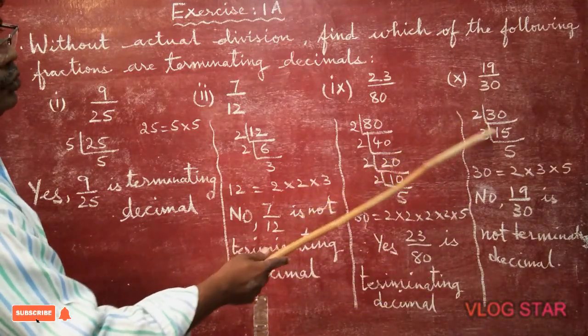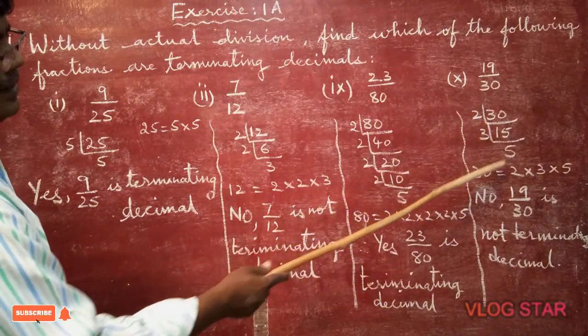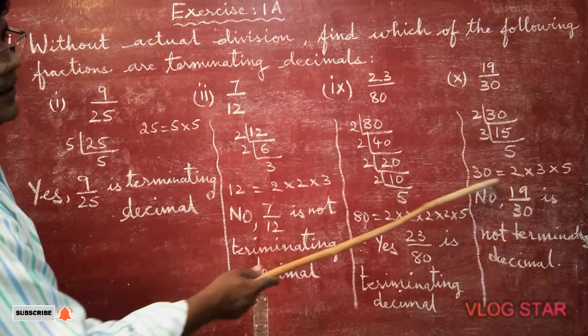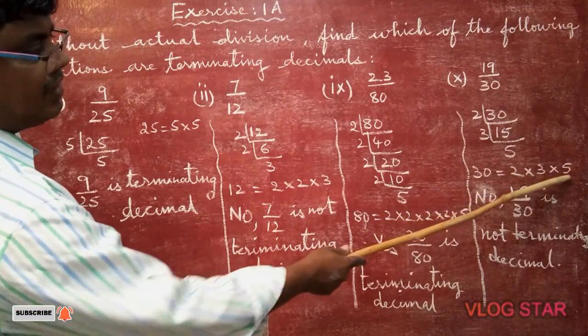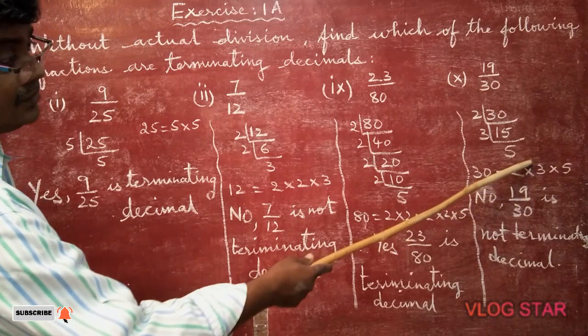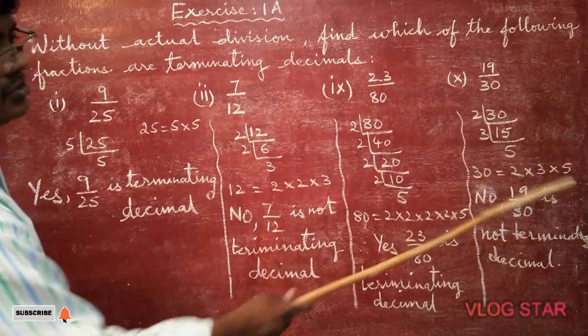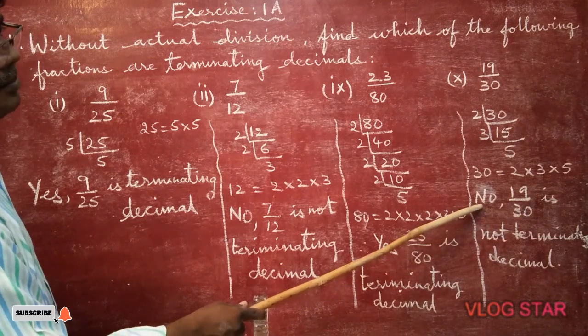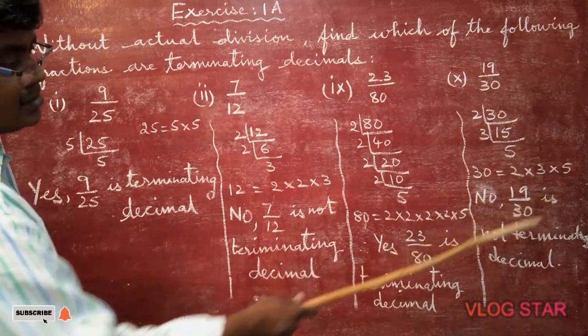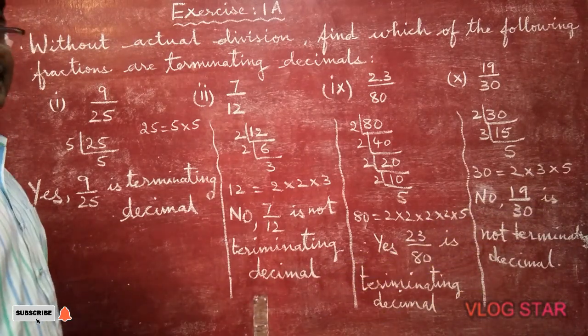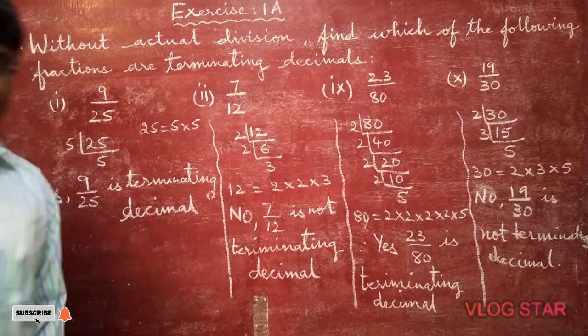Coming to 30. 2 goes 15 times, 3 goes 5 times. So what are the prime factors of 30? 2 into 3 into 5. 3 came. Other than 2 and 5, another prime factor should not come. So it is not terminating. No, 19 by 30 is not a terminating decimal. Like this, you have to do this problem.